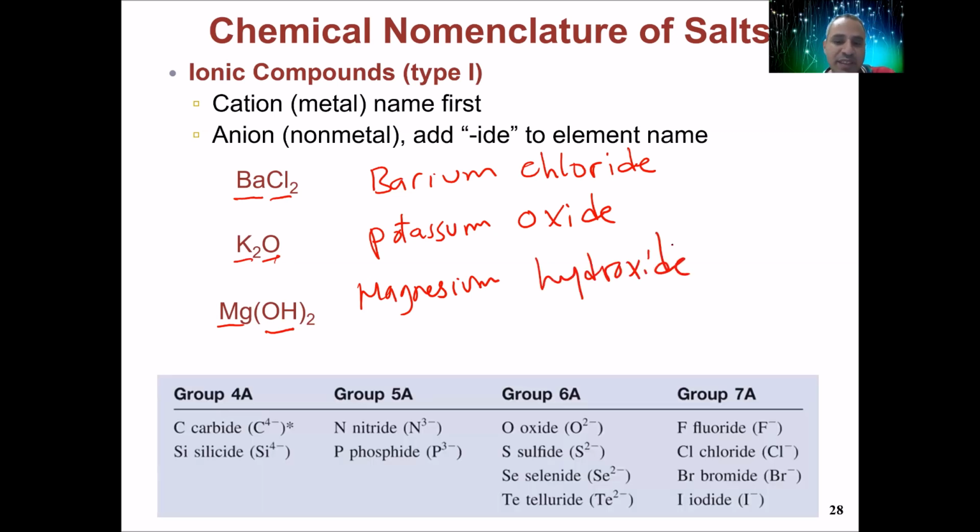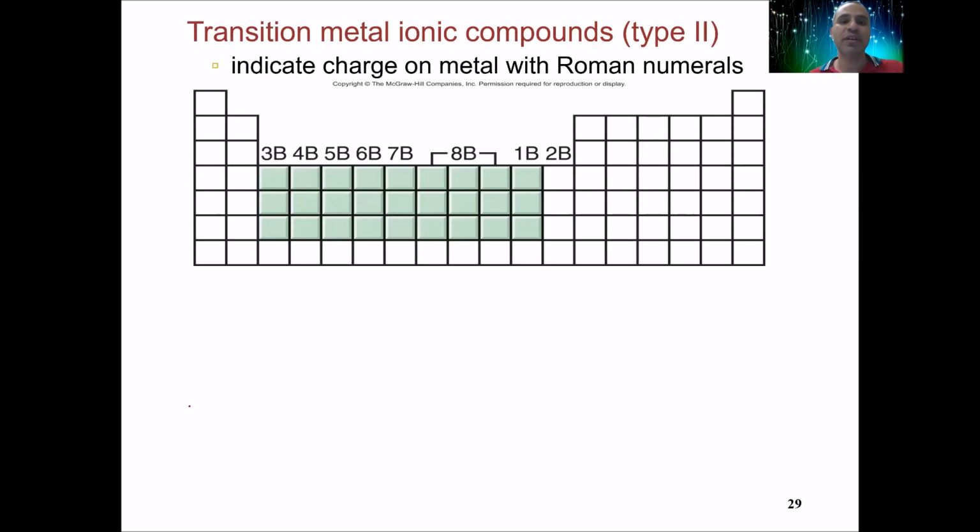And this table here gives you the common names of the most common ions of different nonmetals. As you can see, the root of the name comes from the name of the element with IDE added at the end. The second type of ionic compounds will involve transition metals rather than simple metals.